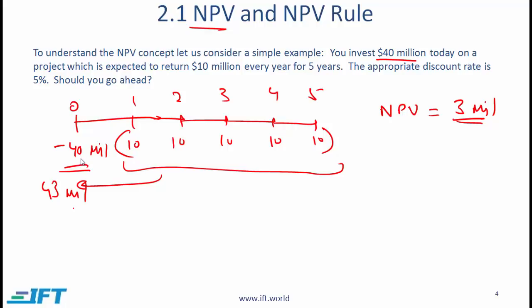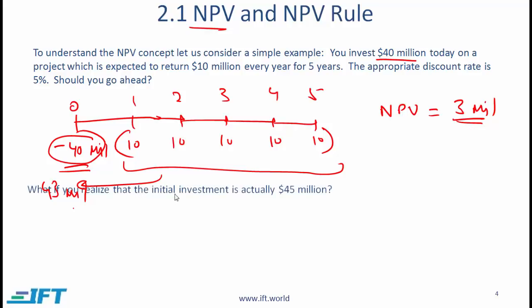And this clearly is a good thing because you are investing a certain amount, 40 million in this case, and the value today of what you will be getting in the future is more than the investment. So a positive NPV is a good thing.